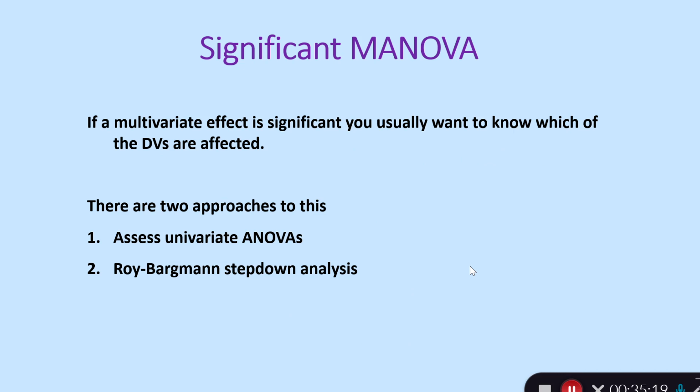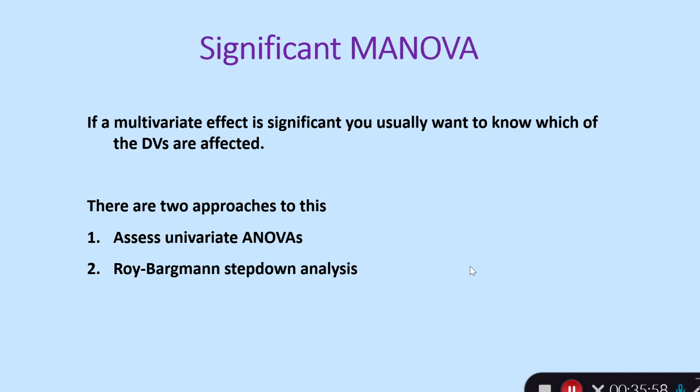So if you run your test and you get results like we saw in the table a couple of slides ago, so you get a significant MANOVA result, a significant F statistic, you usually want to know which of the DVs are affected. So which of the DVs contribute significantly to the difference between the groups and the IV. It could be all of them, it could just be some of them. So this means follow-up tests, like post hoc tests that you need to do when you do an ANOVA.